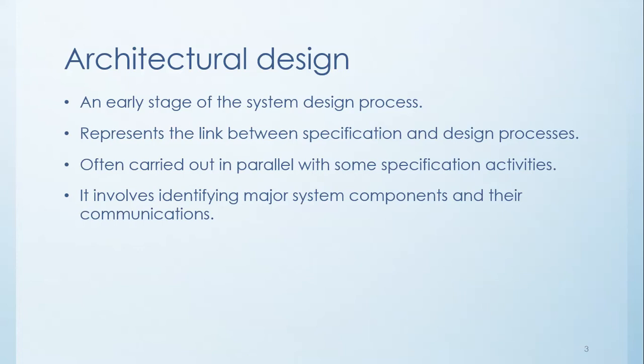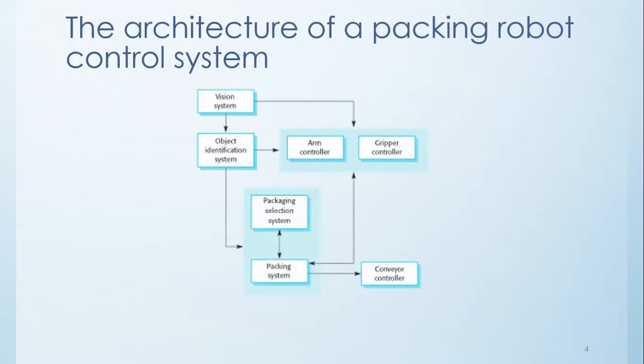Very often an architectural design at a high level can be carried out in parallel with some specification activity, but this is usually when you're coming down to the end of the requirement specification activities. It involves identifying major system components and the communication between those system components.